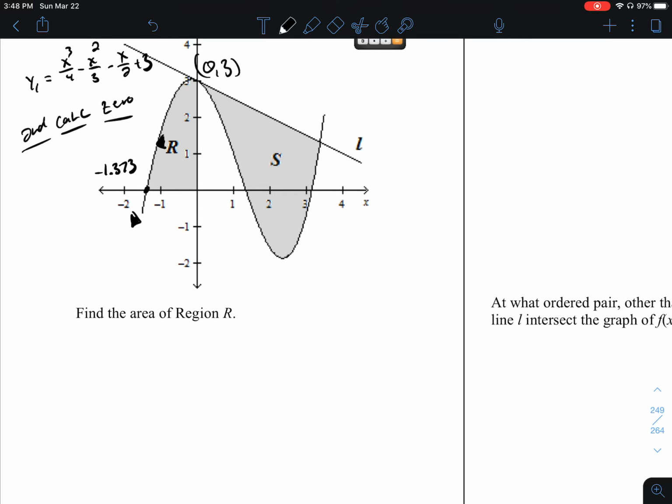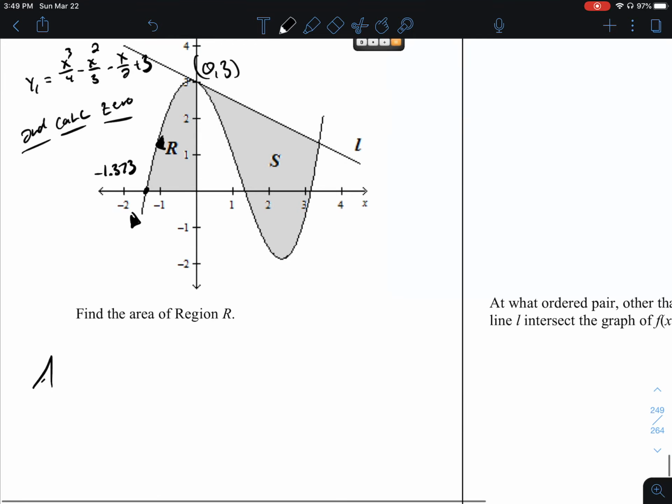Before you write this down, pause the video, please, and see if you can make the equation to find the area of region R. All right, welcome back. That was a great pausing session. The area of R is going to be integrating from the x value of negative 1.373 to the x value of 0.